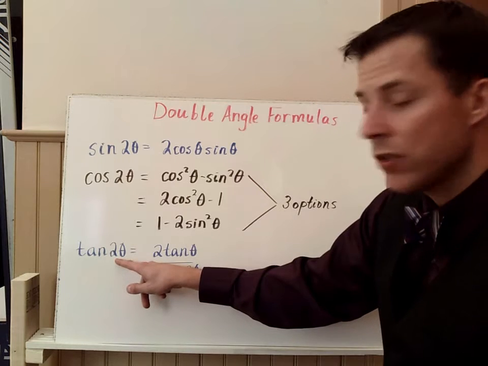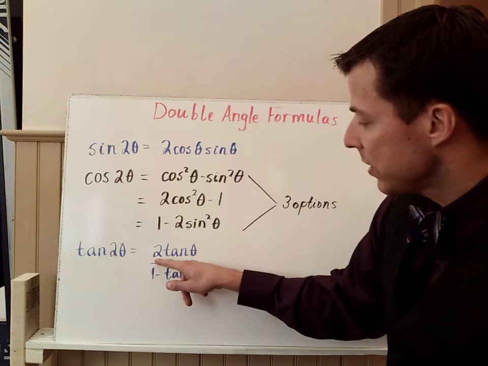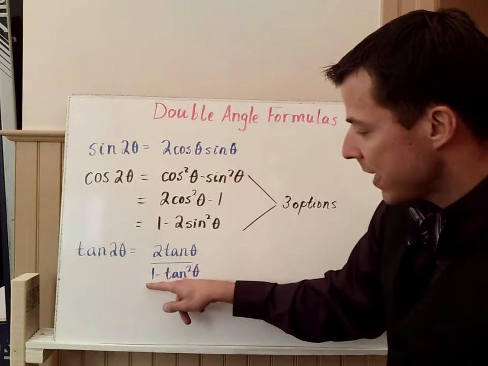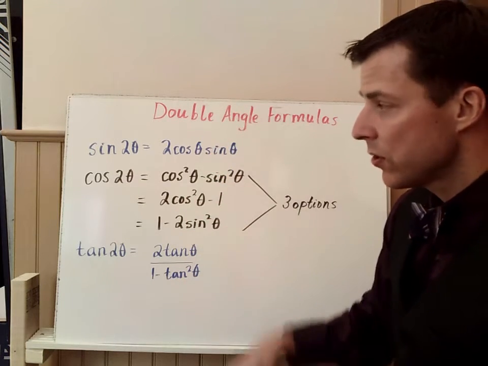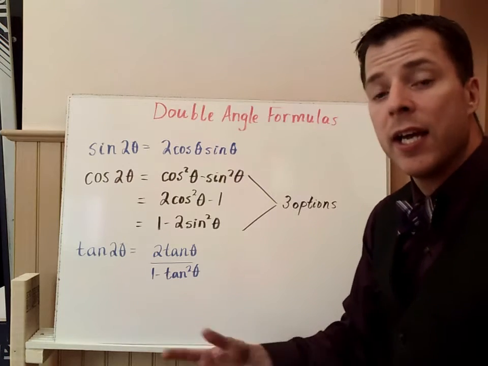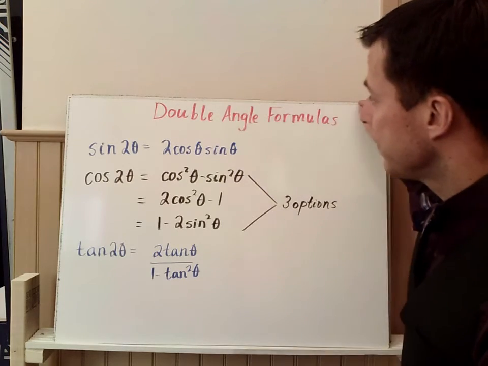Lastly, we have tangent of 2 theta. The tangent of 2 theta is equal to 2 tan theta divided by 1 minus tan squared of theta. So what we're going to do is use these 3 angle formulas, okay, and simplify expressions.